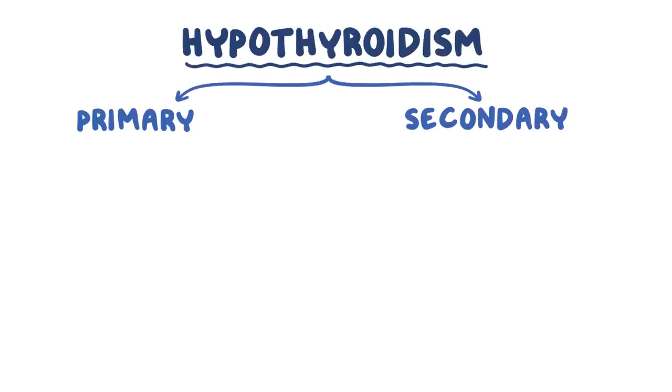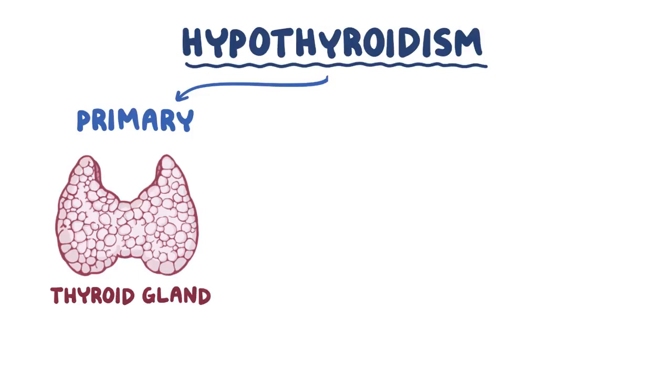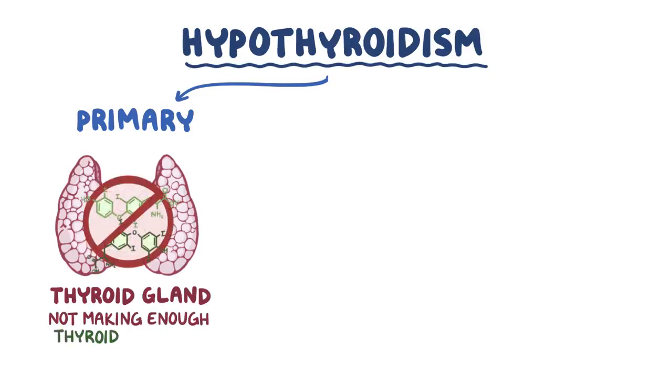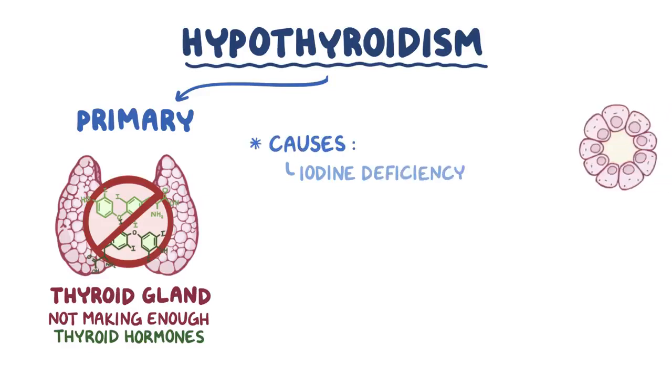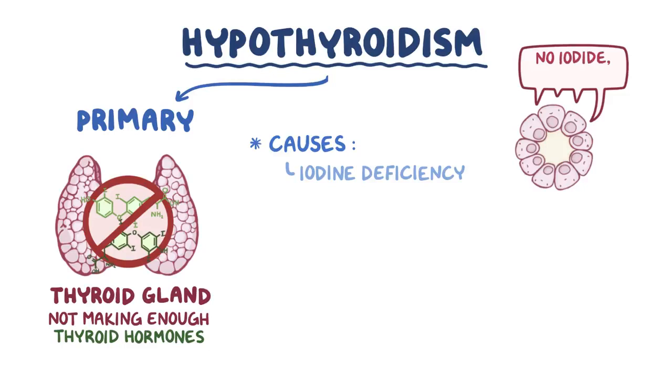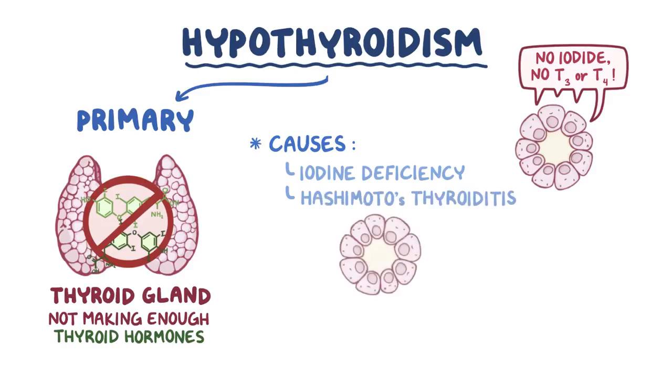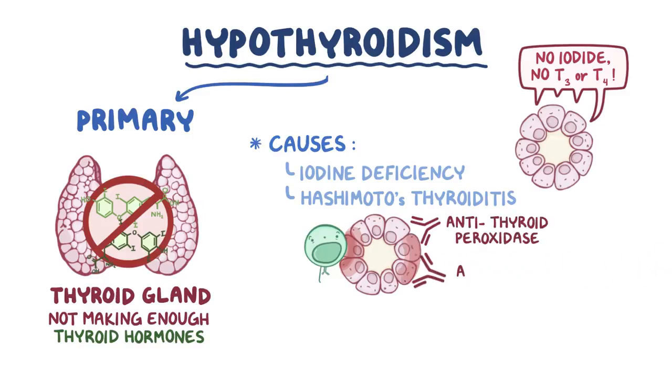There are two types of hypothyroidism: primary and secondary. In primary hypothyroidism, the thyroid gland is the problem because it isn't making enough thyroid hormones. Iodine deficiency can be a cause of primary hypothyroidism because the follicular cells don't have the iodide ions they need to produce T3 and T4. In countries that fortify their food with iodide, the most common cause of primary hypothyroidism is Hashimoto's thyroiditis, an autoimmune disorder where T cells and autoantibodies like antithyroid peroxidase and antithyroglobulin infiltrate the thyroid and cause follicular cell damage and inhibit normal thyroid function.